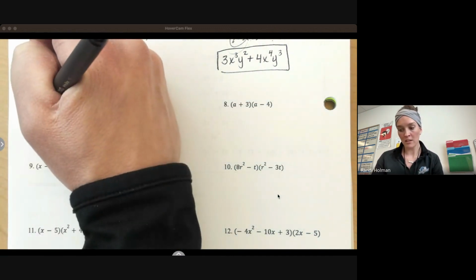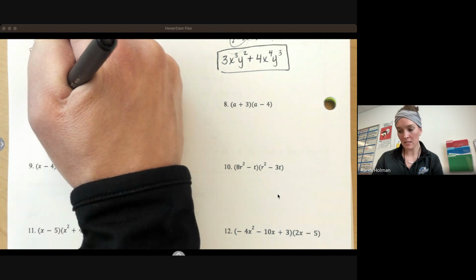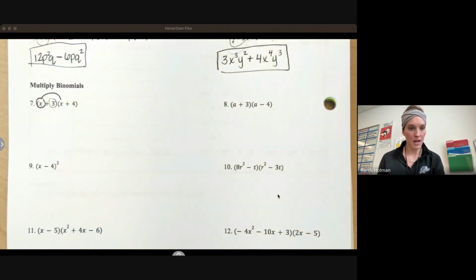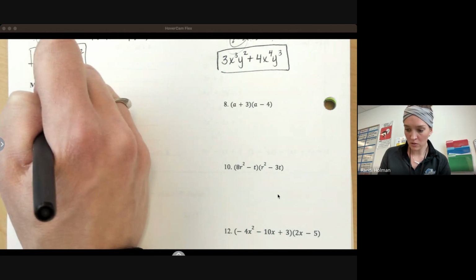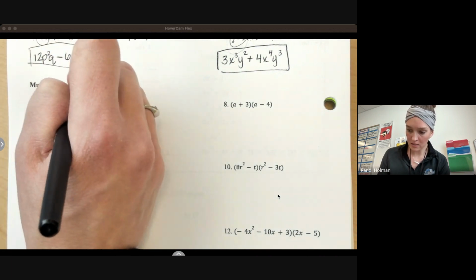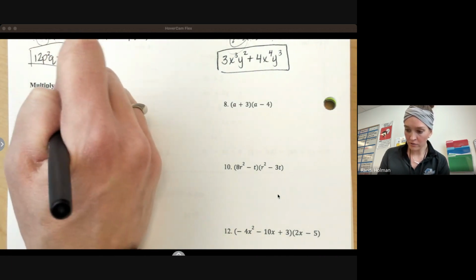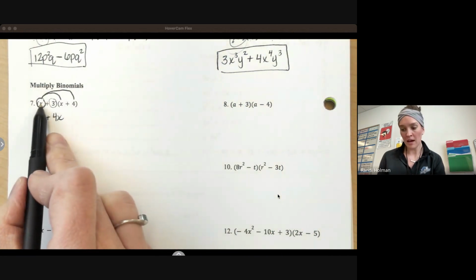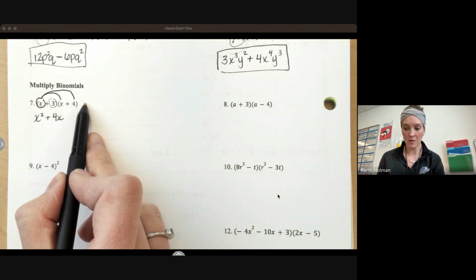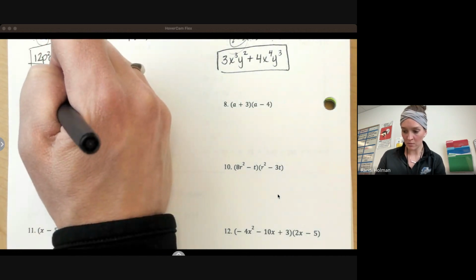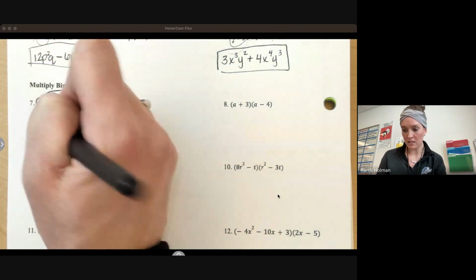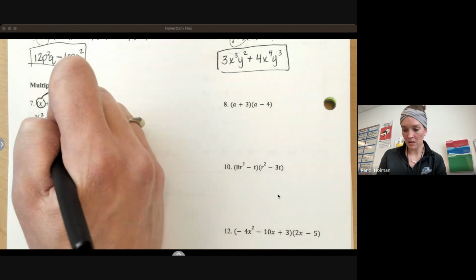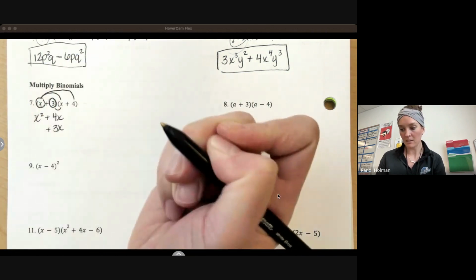So I'm going to focus on this x first. I'm going to take x times x. x times x is x squared, and then x times 4 is 4x. All right, once we've distributed that term to every term in my other polynomial, I'm going to focus on the next term. 3 times x is 3x. I'm going to add my like terms together, so I'm just going to throw that right with my x's there.